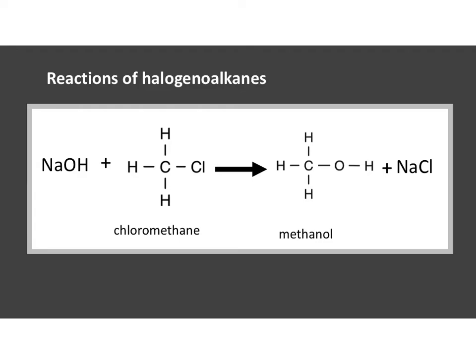So now we've looked at their physical properties, we can start looking at their chemical reactions. And the first one is we're going to take sodium hydroxide, react it with chloromethane, and that will give us methanol and sodium chloride. So by this method we are producing an alcohol and substituting chlorine for the hydroxy group.